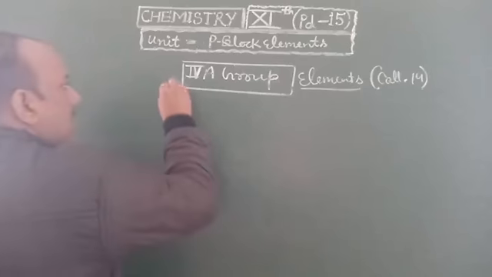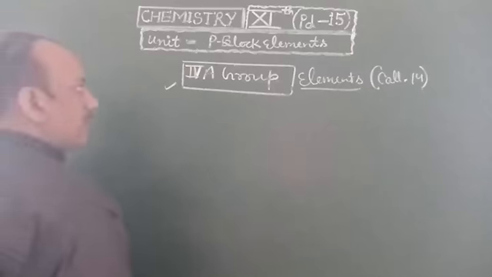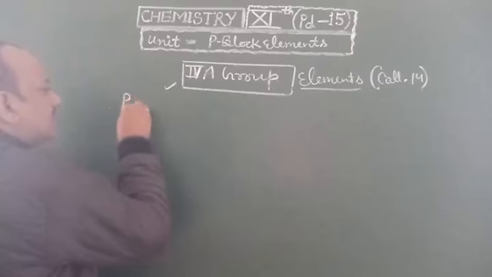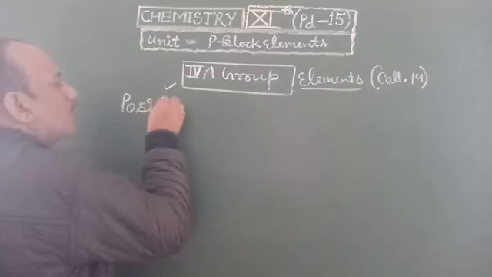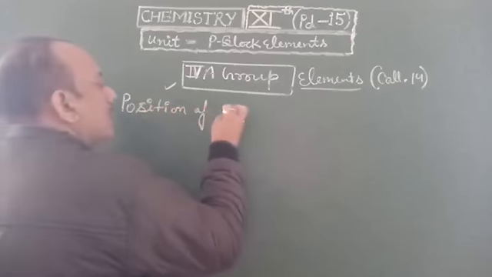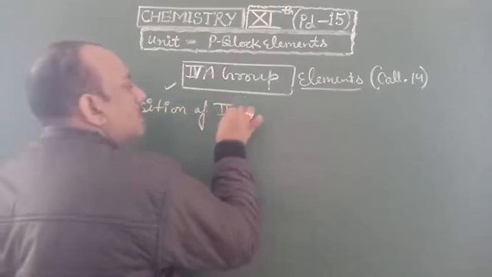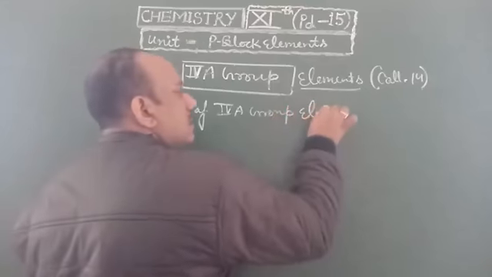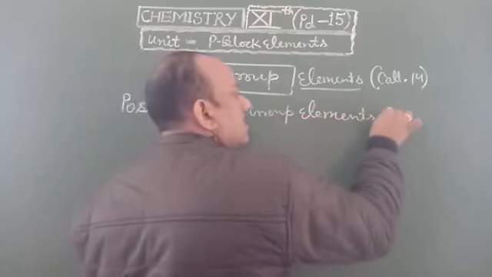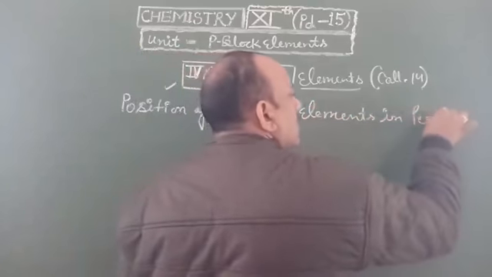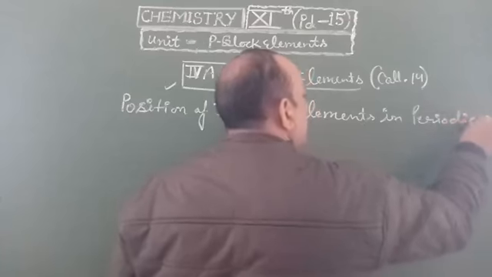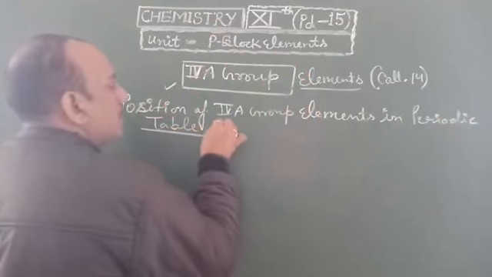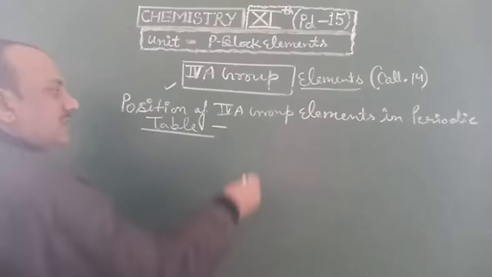So, first we discussed the position of fourth A group elements in the periodic table on the basis of given hints.